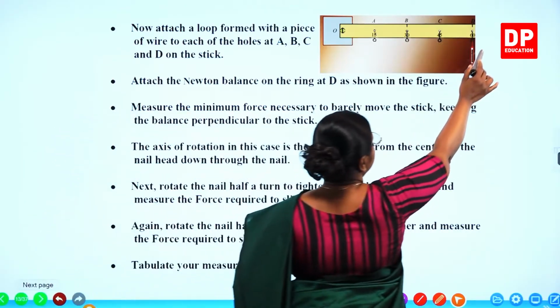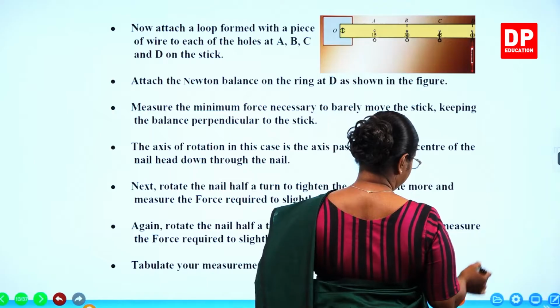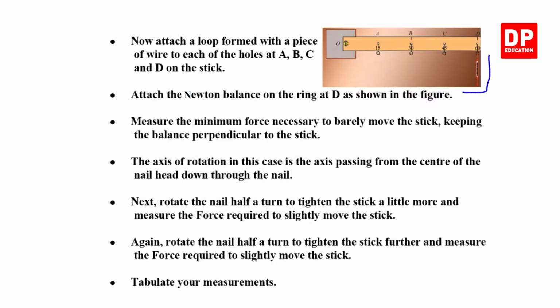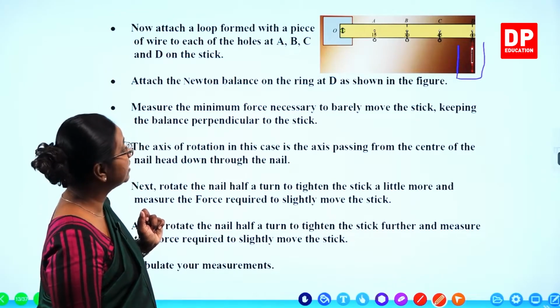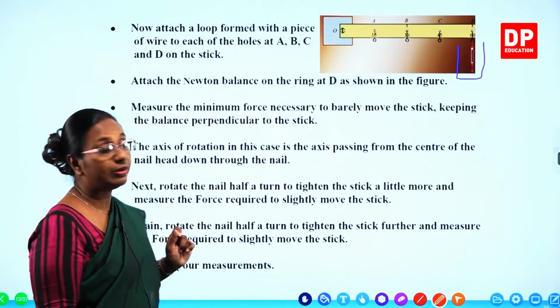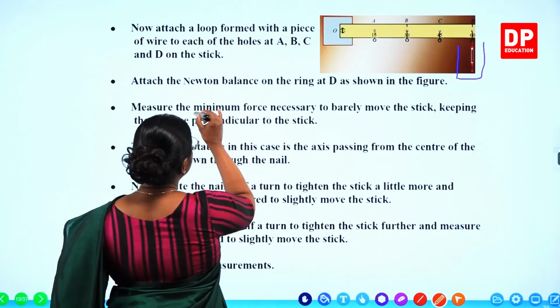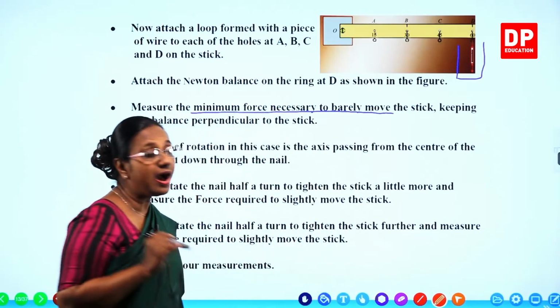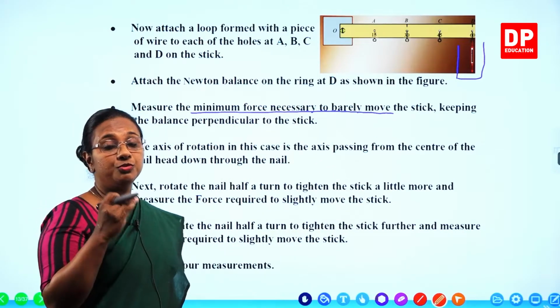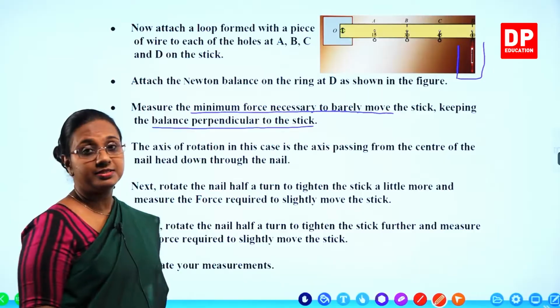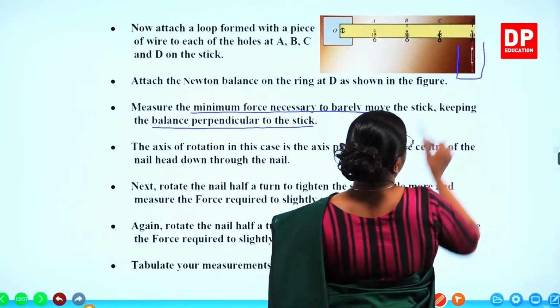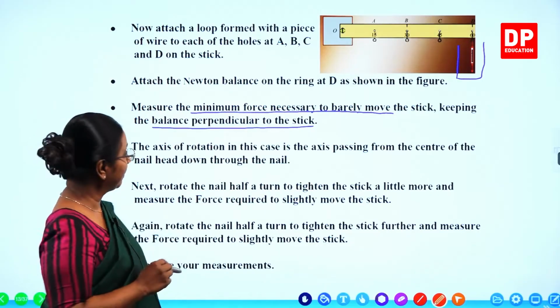So here you can see, students, this is the Newton balance that has been attached to the hole there, that is D. Then measure the minimum force necessary to barely move the stick, keeping the balance perpendicular to the stick. That is important. Minimum force necessary to barely move the stick. So as it starts to move, you take the reading and the balance has to be perpendicular to the stick. So it has to be perpendicular like that. That's how you have to apply the force.